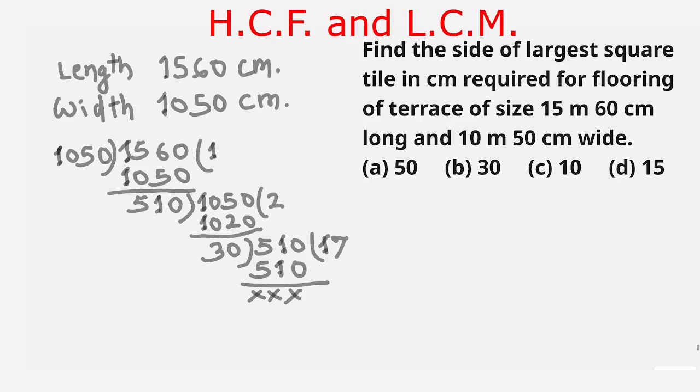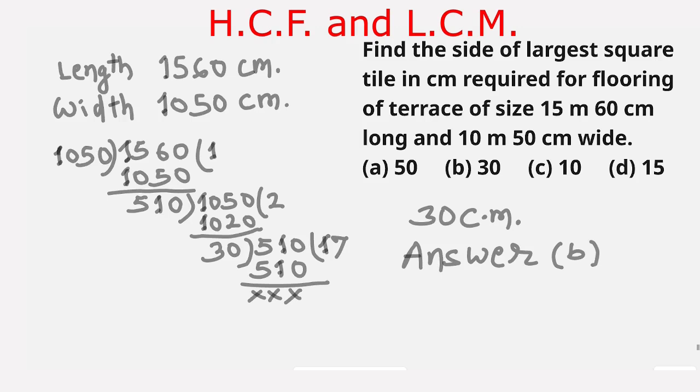So the last divider 30 is the HCF of 1050 and 1560, and that is the length of the side of the square tiles. And from the given options, our answer is option B 30 centimeter. I hope you have understood the method of solving such type of questions. We go to the next question.